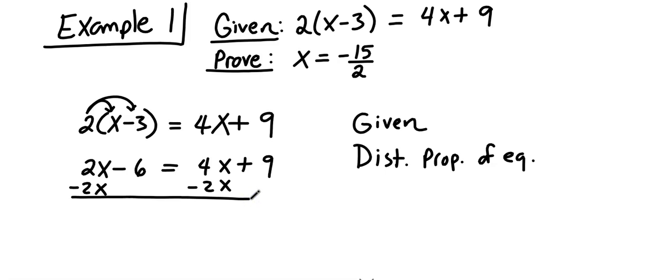Now this goes away, and I'm just left with negative 6 equals 4 take away 2 is 2x, and then plus 9. Okay? Now, look at the other side of your notes. What do we call it whenever you subtract the same thing on both sides of an equation? What is it?